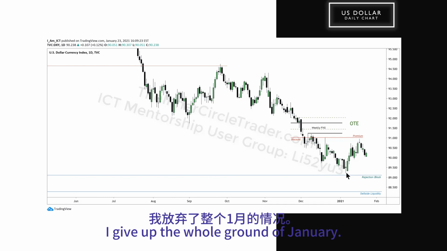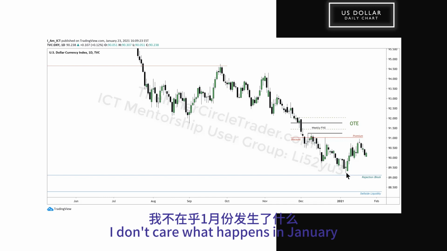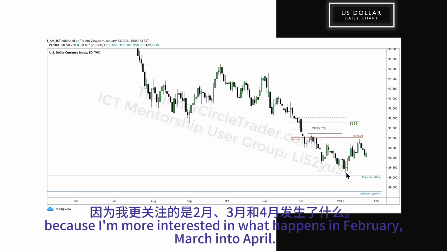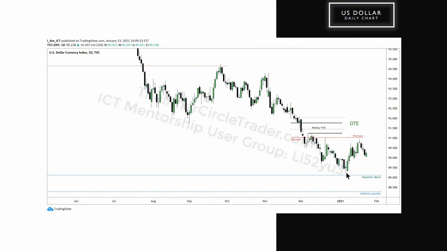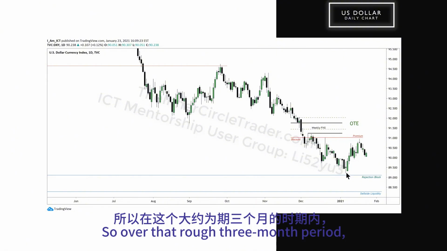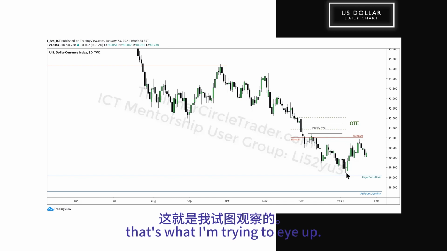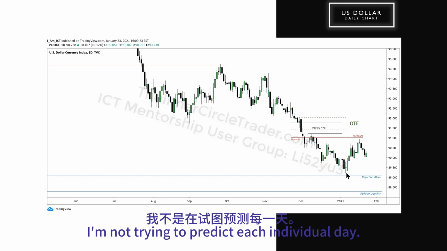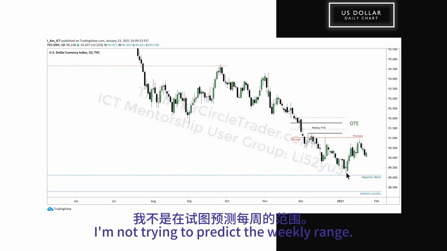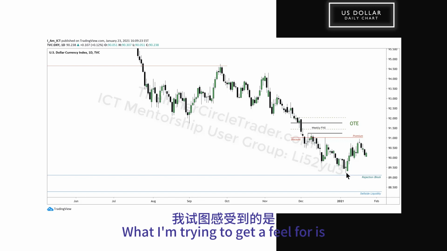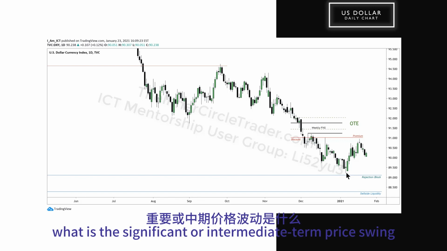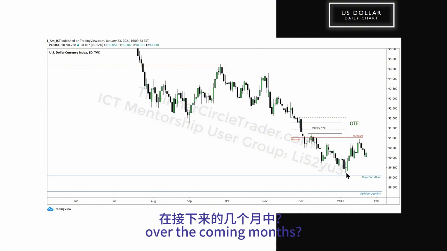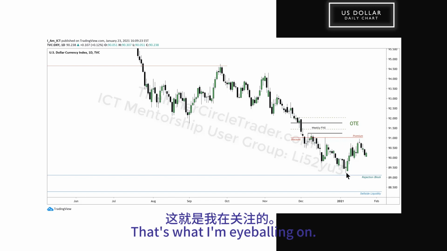I give up the whole ground of January. I do it every year. I don't care what happens in January because I'm more interested in what happens in February, March into April. So over that rough 3-month period, that's what I'm trying to eye up. I'm trying to figure out what we're going to be doing there. I'm not trying to predict each individual day. I'm not trying to predict the weekly range. What I'm trying to get a feel for is the significant or intermediate term price swing that's going to unfold over the coming months. That's what I'm eyeballing.